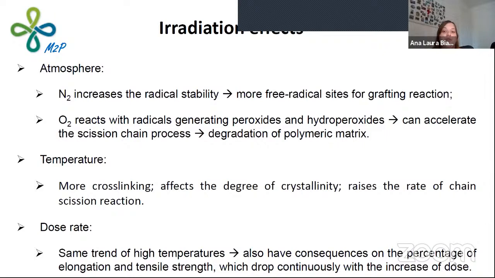It can favor both cross-linking and chain scission reactions, depending on how high the temperature is. And the dose rate follows the same trend as the temperature.